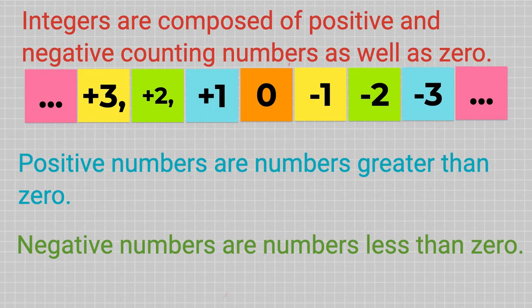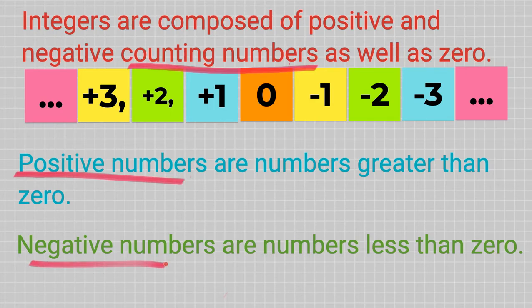Integers are composed of positive and negative counting numbers as well as zero. When we say counting numbers, these are the numbers we use to count. Example, 1, 2, 3, 4, so on and so forth. When we say positive numbers, these are the numbers greater than 0. And when we say negative numbers, these are the numbers that are less than 0. 0 is also included as an integer.